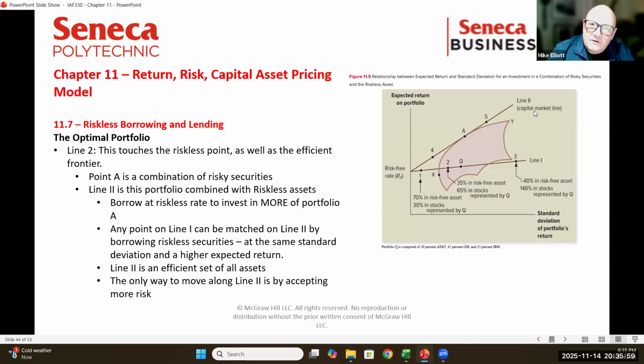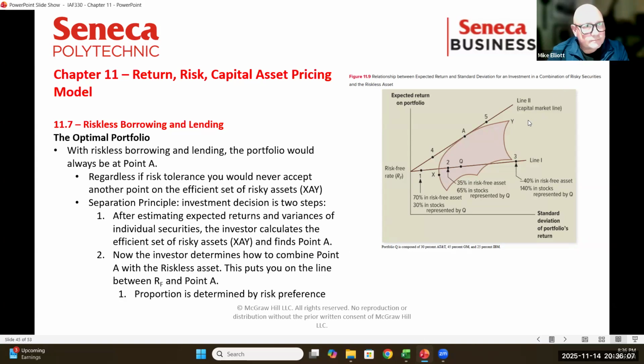The only way to move along line 2 and along line 1 is to accept more risk. The only way to get higher is to get riskier. So regardless of the risk tolerance, you would never accept any other point on the efficient set of risky assets XAY. It doesn't matter what your risk tolerance is. You should not accept any other point, because if you accepted a point in here, you could always get a better point up to the line by accepting a different stock that has exactly the same risk profile.